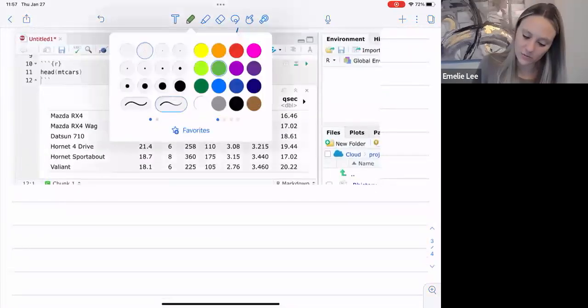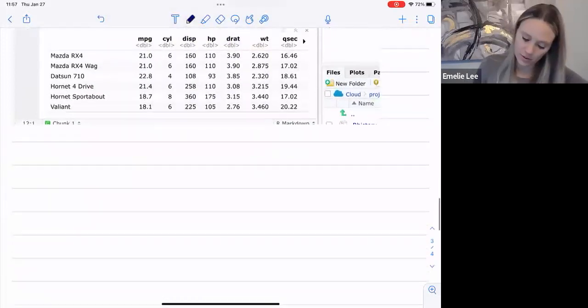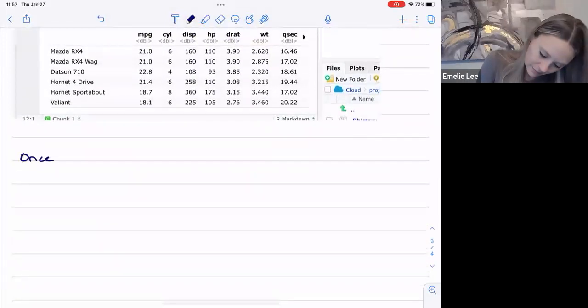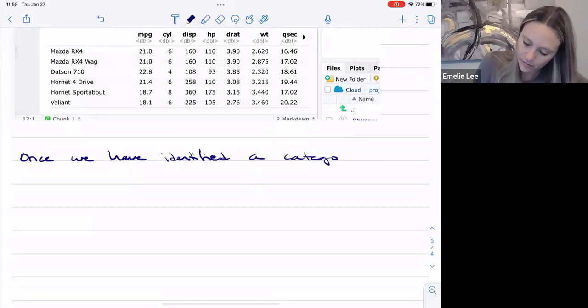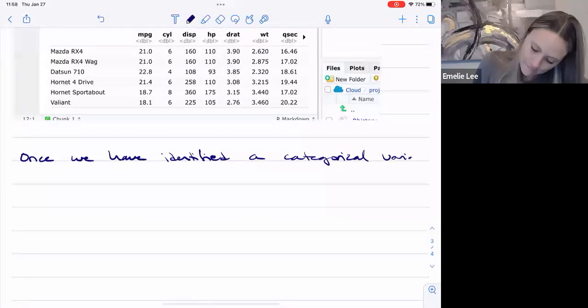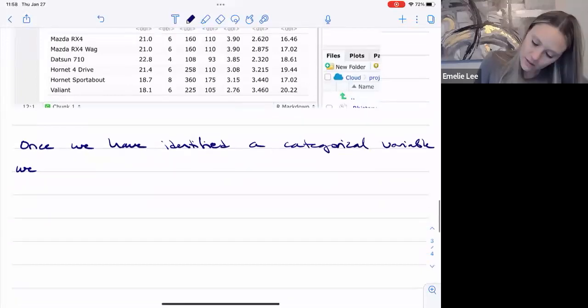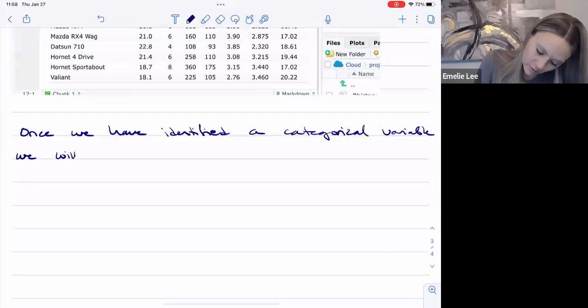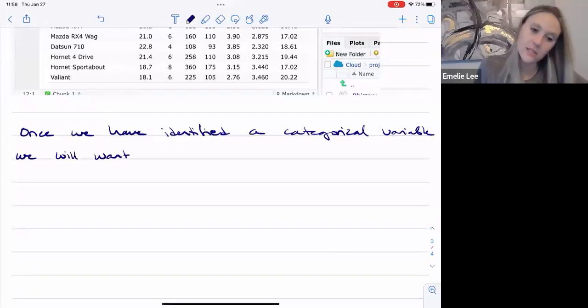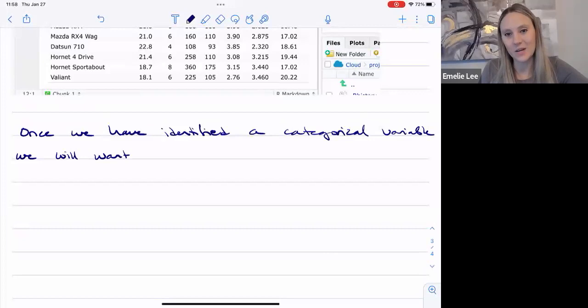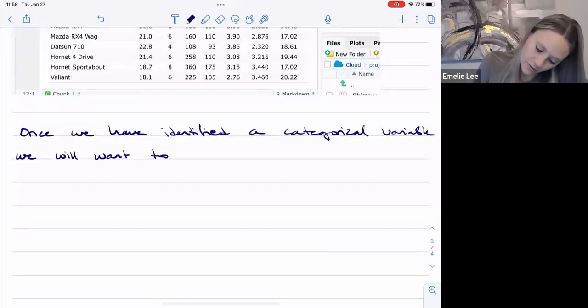Once we have identified a categorical variable, we will want to summarize it using a table. So usually we use a table.